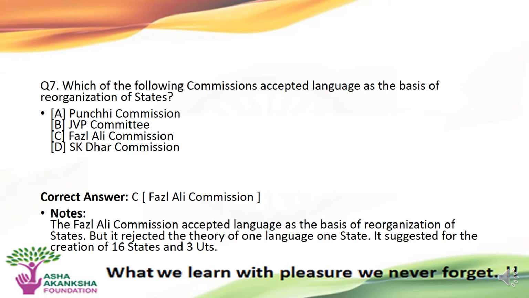The Fazl Ali Commission accepted the language as a basis of reorganization of states, but it rejected the theory of one language, one state. It suggested the creation of 16 states and 3 union territories.